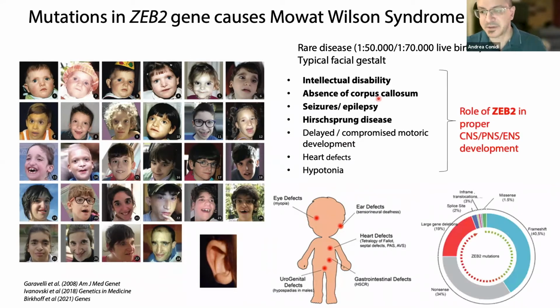We know that in the work done by Ivan Ivanovsky in the group of Livia Garavelli at the time and others, there is now a genotype to phenotype correlation, where we have missense mutations, that I want to show you before, that are very rare but are normally associated with a very mild phenotype. Then you have frameshift mutations for the big spectrum of Mowat-Wilson patients, and their phenotype can be from mild to severe. And then we have large gene deletions that are normally associated with very severe phenotypes.